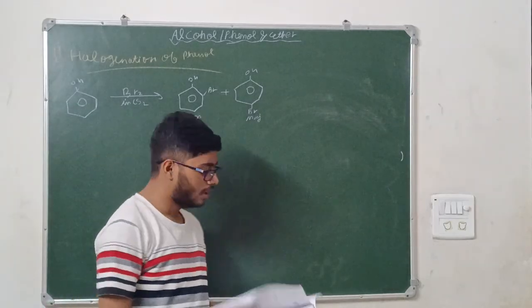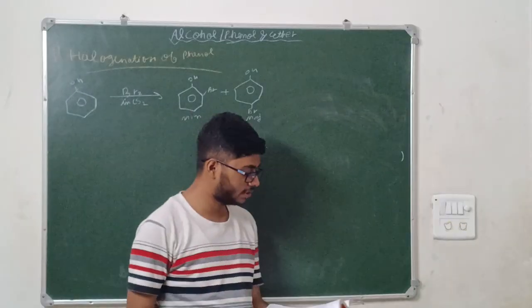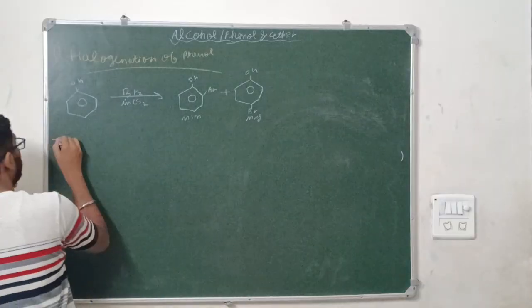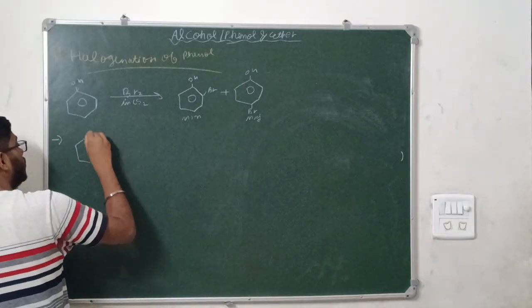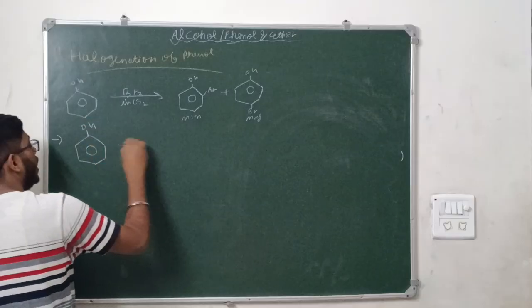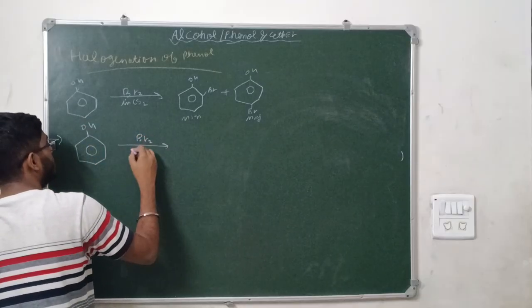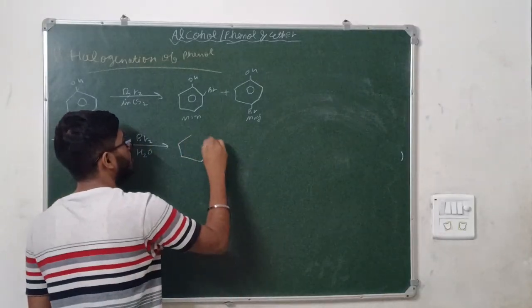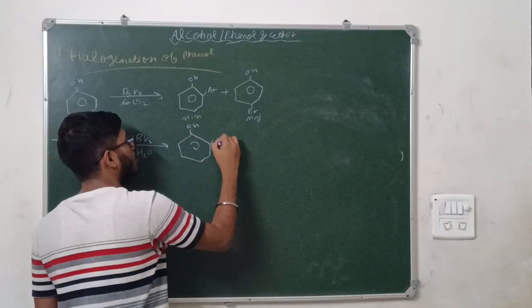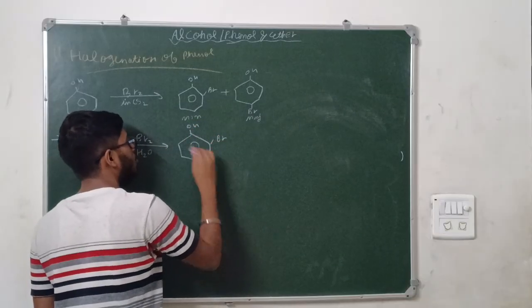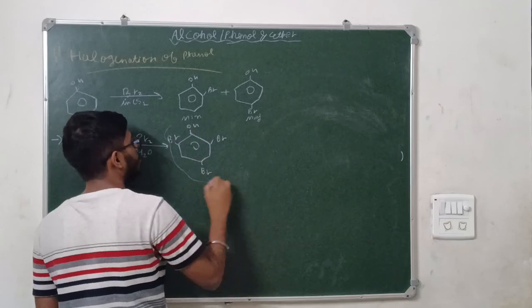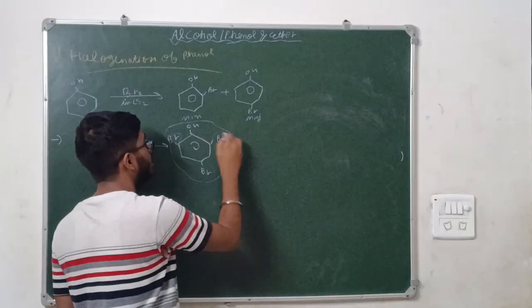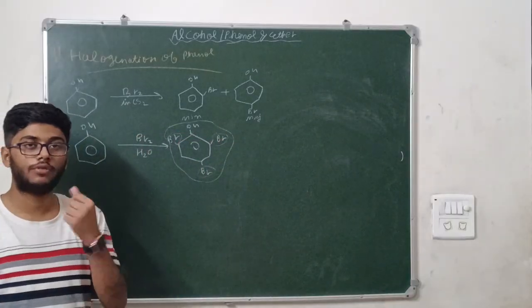Now let us move to the next reactions. More important reactions are coming further. One more thing: this is phenol. If you add bromine water, Br2 H2O, what will the product be? Bromine water is very much soluble in phenol, so this will add bromine to all the ortho and para sites of the phenol.